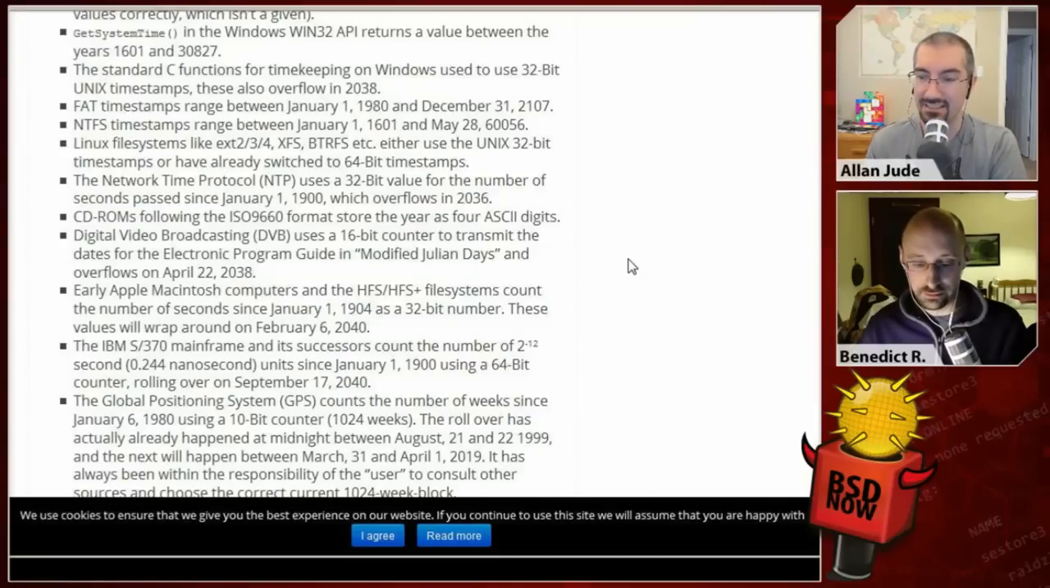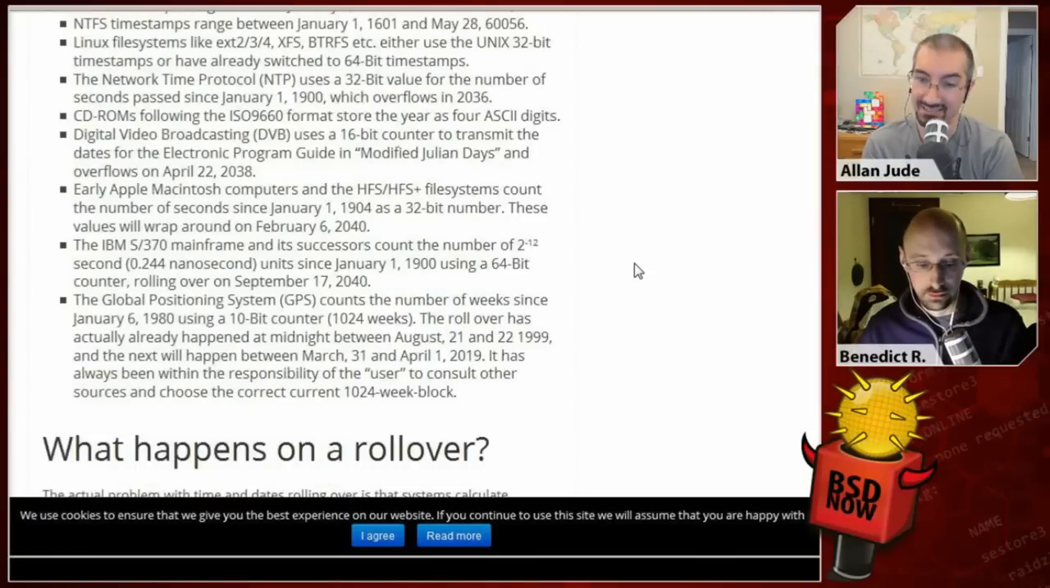Okay. The Digital Video Broadcasting system, DVB, uses a 16-bit counter to transmit the dates of the electronic program guides in a modified Julian calendar and will overflow April 22nd, 2038. So everybody else will freshly be finished panicking and crashing and so on, and then their TVs will stop working.